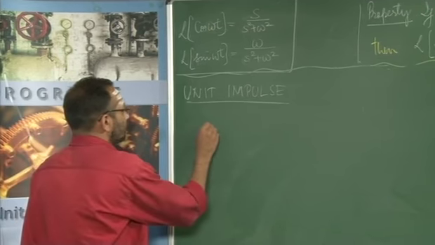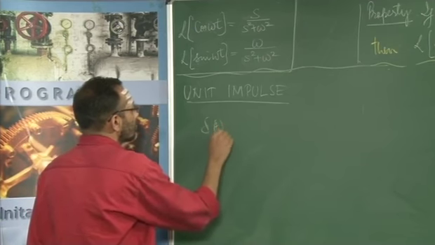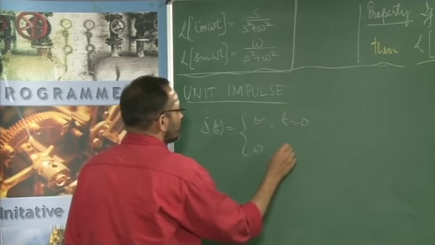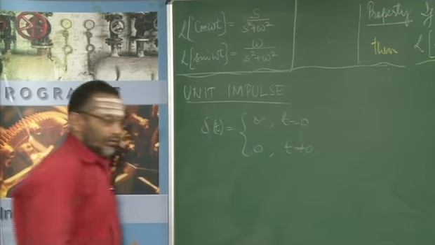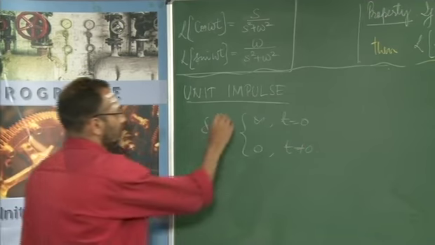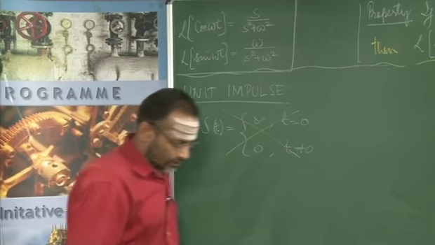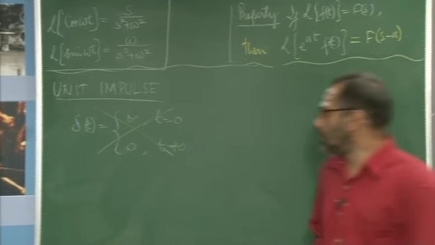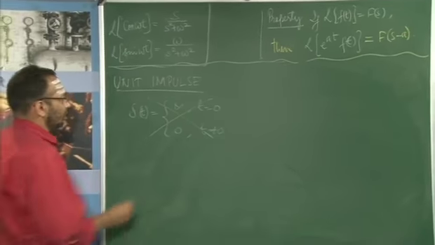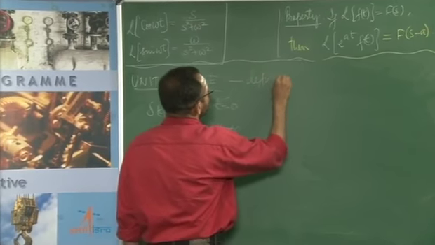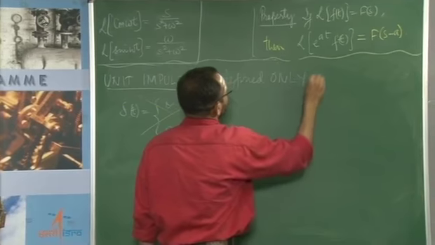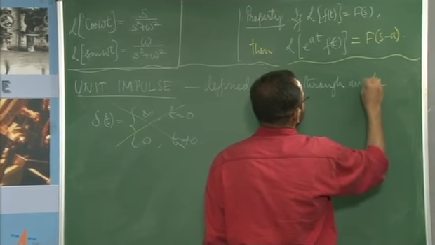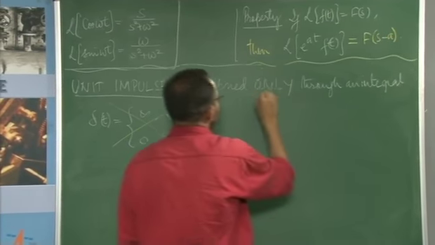There are people who will define this unit impulse, denoted by delta t, as infinity at t equal to 0, and 0 at t not equal to 0. Now, this definition of the impulse is wrong. You will find this in several places, but please observe that this definition is wrong, and it has to be defined only through what is called an integral. So, please keep this in mind.